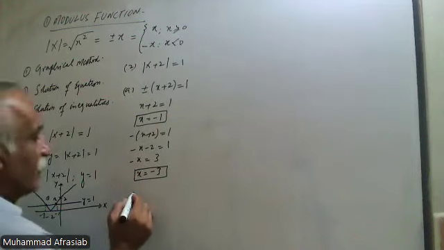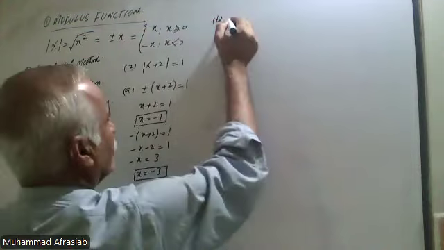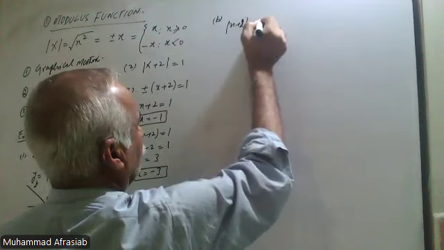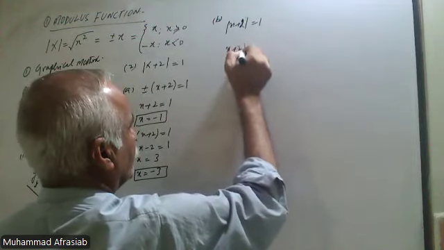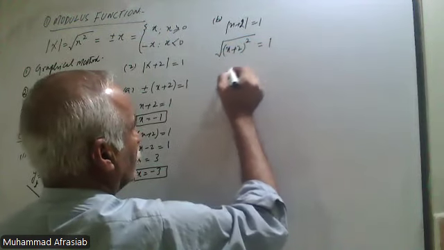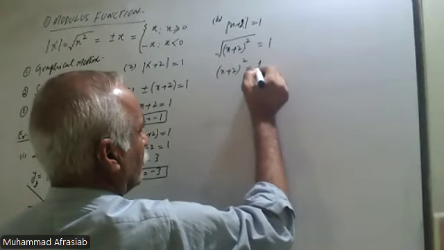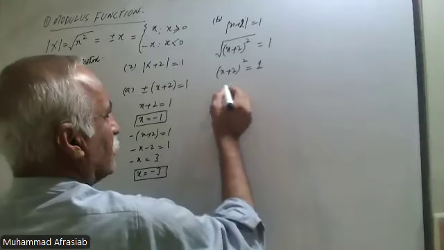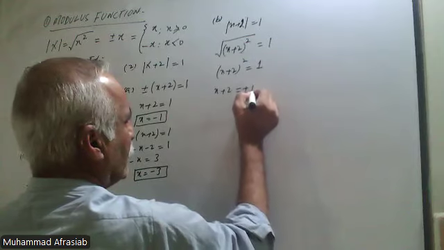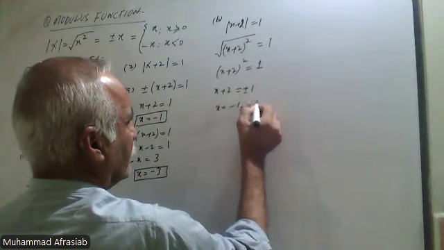Then the other option for this part is by using this property: |x + 2| = 1. That means the square root of (x + 2) squared is equal to 1, or (x + 2) whole squared is equal to 1. So x + 2 = plus or minus 1. So x is equal to -1 and -3.